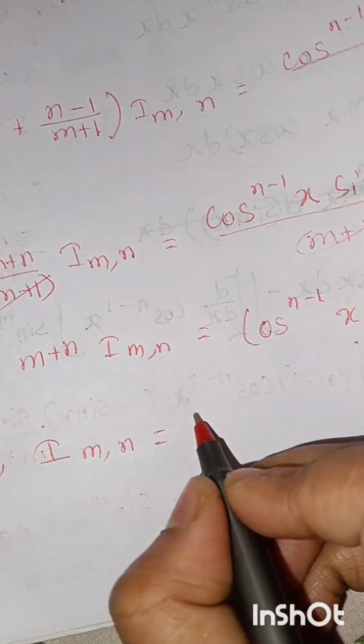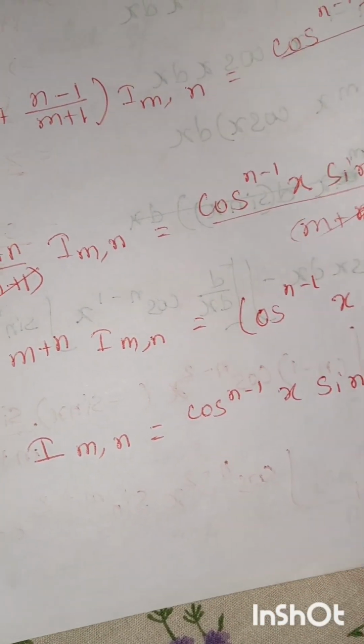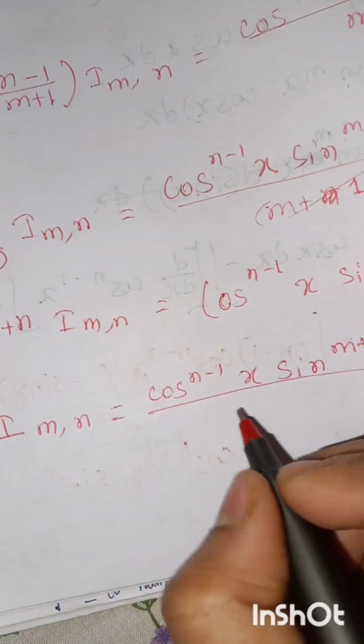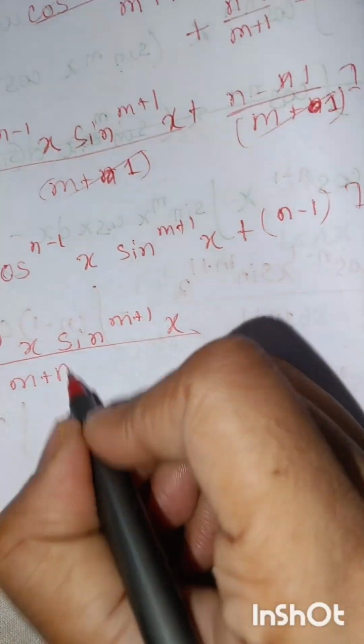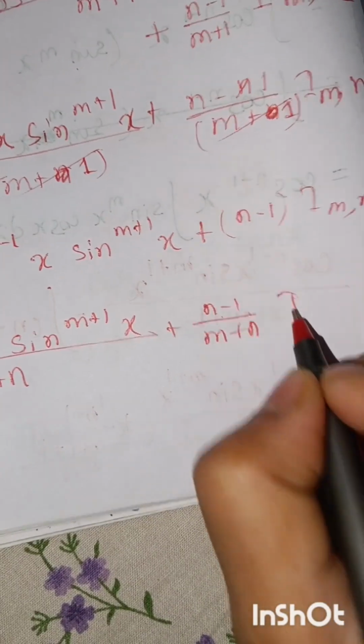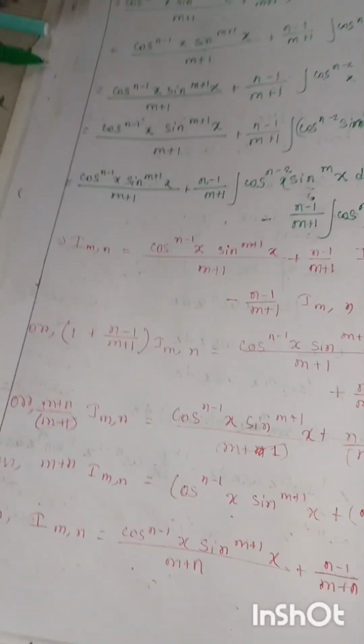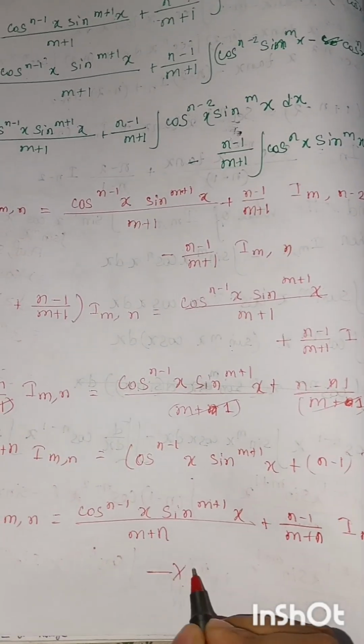Actually we calculate this and simplify the line. The m plus n that was here, we will bring to this side and divide it on the right side. So this is our answer: I m comma n is equal to cos to the power n minus 1 x sin to the power m plus 1 x by m plus n plus n minus 1 by m plus 1 I m comma n minus 2.